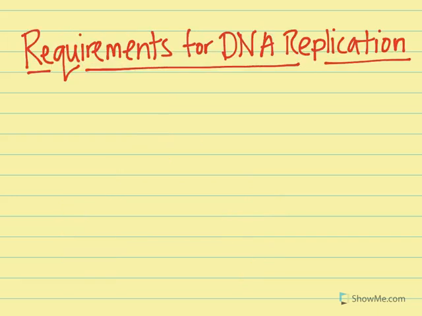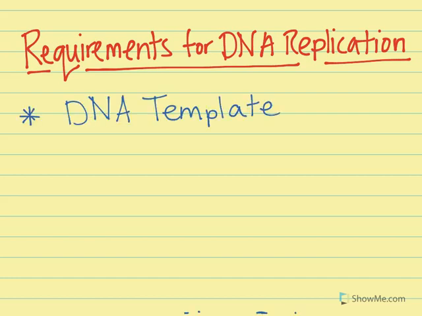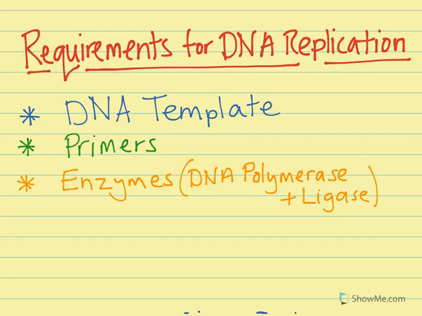Now, if we have a look at the requirements for DNA replication, we need a DNA strand to act as a template. We need primers, which are short lengths of RNA nucleotides, which are later converted to DNA. And they act as a start point for the DNA polymerase to attach and begin replication. We need enzymes, which in this case are DNA polymerase, and another enzyme called ligase. And we also need a nice supply of ATP, so the enzymes have got energy to build up those new DNA molecules.